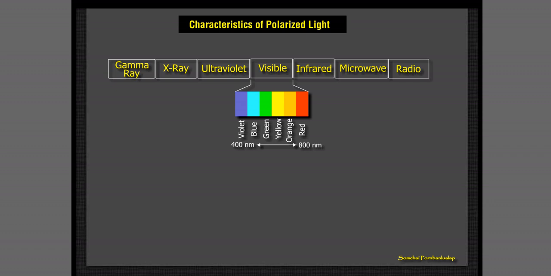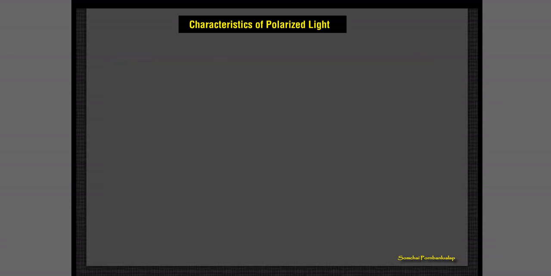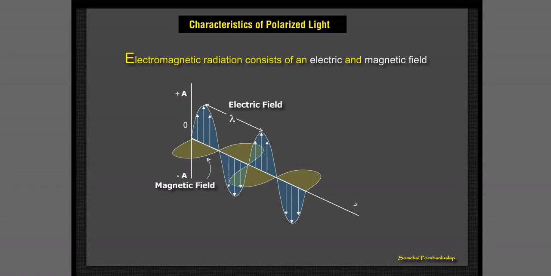Electromagnetic radiation exists in several forms, including gamma rays, X-rays, UV, visible, infrared, microwaves, and radio waves. These forms differ from one another in wavelength and energy. However, regardless of the type, all electromagnetic radiation travels at the speed of light. Another property of electromagnetic radiation is polarization. Light, or electromagnetic radiation, consists of oscillating electric and magnetic fields that are perpendicular to each other.